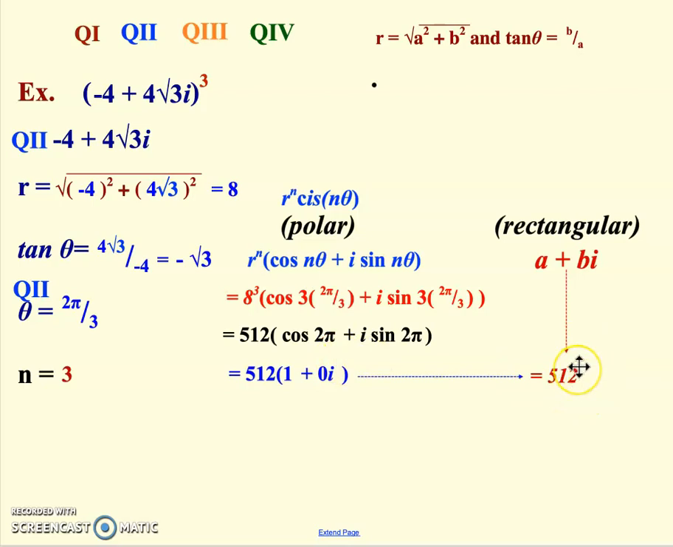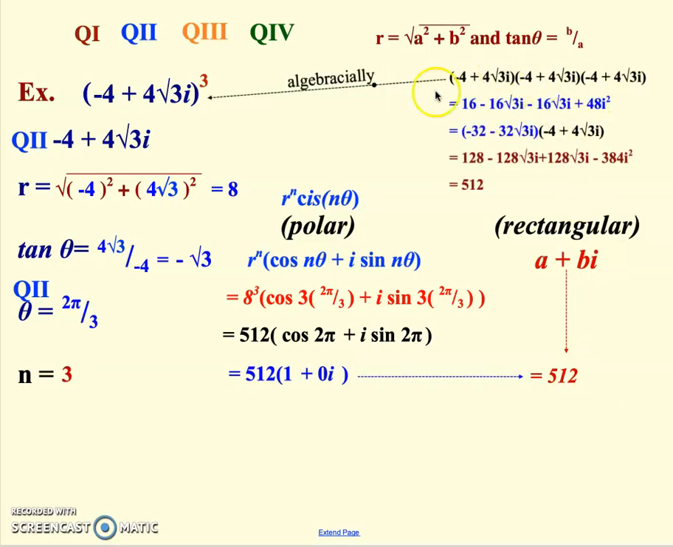Now what this answer represents is 512 plus 0i, which is the answer algebraically to doing this work. Now I know that work, as you look at it, might not be terrible, but in comparison to doing find r, find theta, plug it in, clean up, I still think this is better, and especially as this exponent gets bigger and this work gets to be even worse, then this is way better.